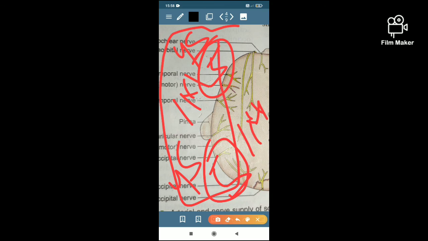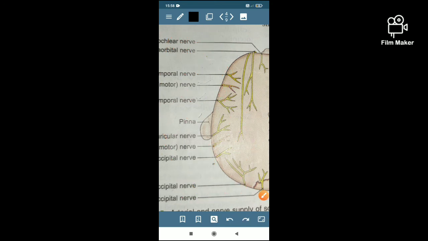Anatomy is all about studying, and the understanding part is where these structures are in our body. So study and remember all concepts.